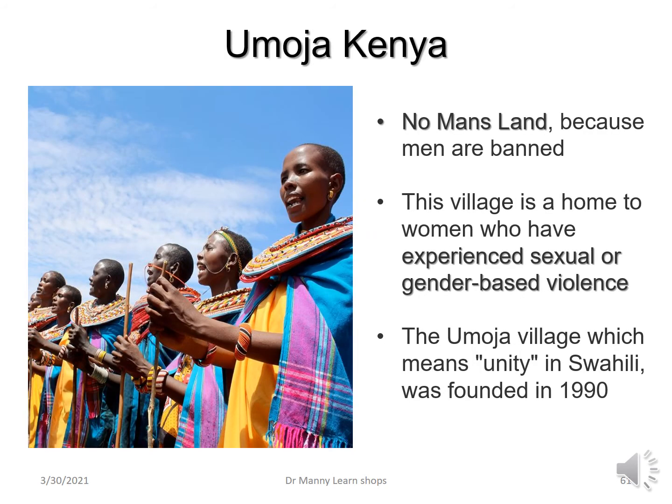In Umoja, Kenya, they also refer to it as no man's land because men are banned. And this is a village, the home of women who've been abused, either sexually or where gender-based violence has been the issue. The Umoja village, which means unity in Swahili, was founded in 1990.